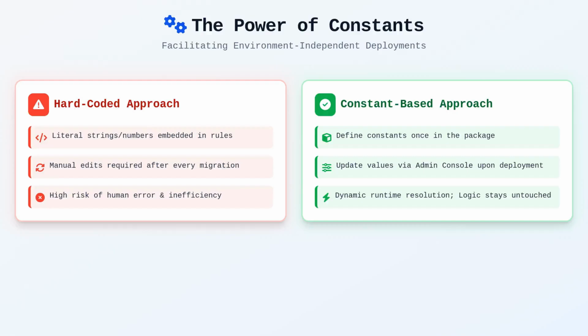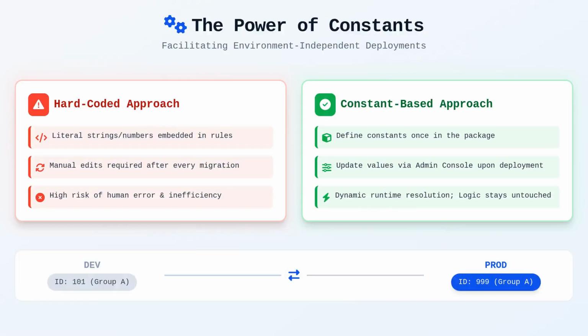Instead, you define a constant in your package, and upon deployment, you merely update the value of that constant within the target environment's admin console to point to the correct local object. This means your application logic remains untouched, as the expression engine resolves the reference dynamically at runtime based on the object provided in the new environment.